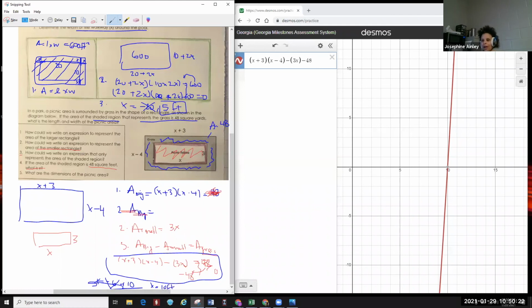Now that I know what x is, the fifth question, and I'll just keep going underneath, I ran out of space. The fifth question is, what are the dimensions of the picnic area? The picnic area includes the picnic table and the grass. So if I found x to be 10, right here, x is 10, the dimensions of the whole area, so x minus 4 would be 5 minus 4, so that's going to be 1.